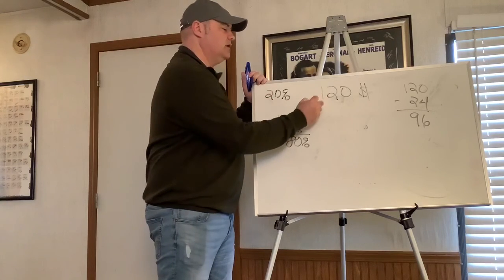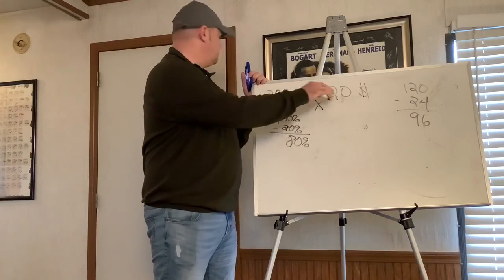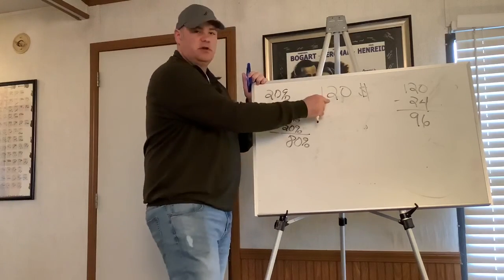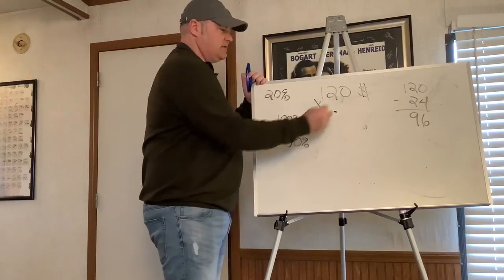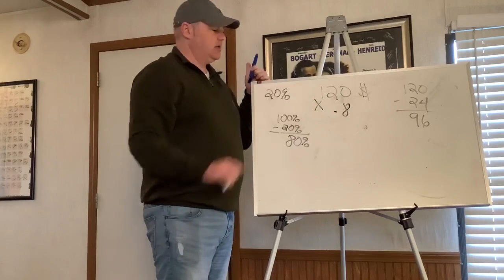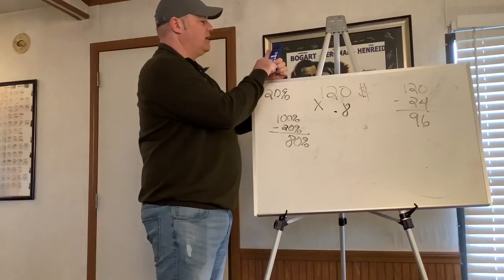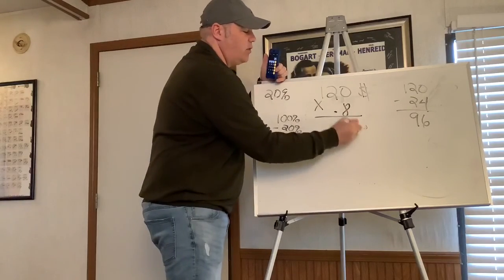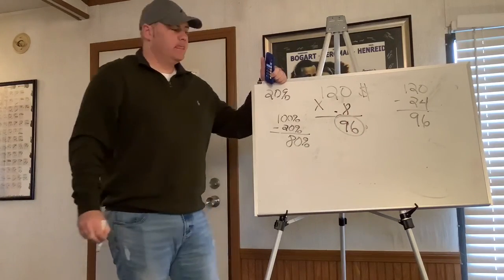So what I can do is, instead of going through multiplying it times 0.2 and then subtracting it, I can just take the total and multiply it times 80%, 0.8. And so when I do that, 120 times 0.8, I get 96 in one step. Okay? So you can do that.